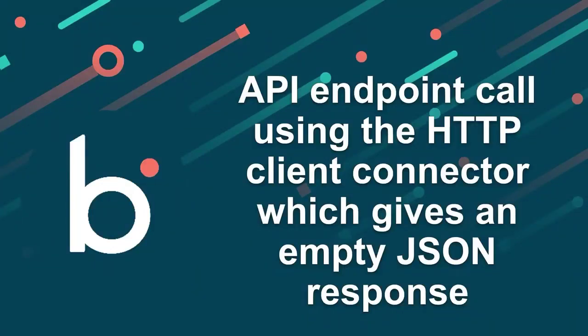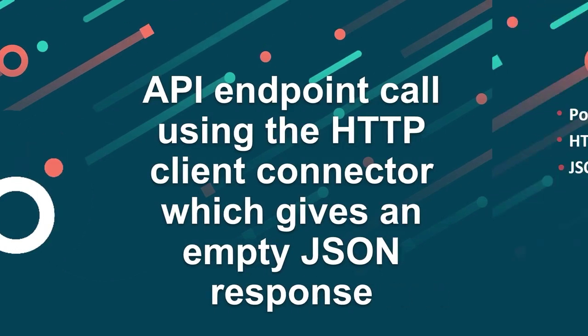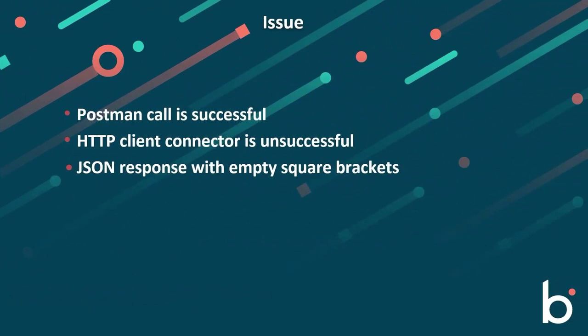Hello everyone. In this video, I will show you how to troubleshoot an API endpoint call using the HTTP client connector, which gives an empty JSON response. In this particular use case, when making an API endpoint call using another third-party application, such as Postman, you make a call to an endpoint and it retrieves the correct JSON information for this call. You then attempt to make the same API endpoint call using the Boomi HTTP client connector, which gives a document with an empty JSON response.